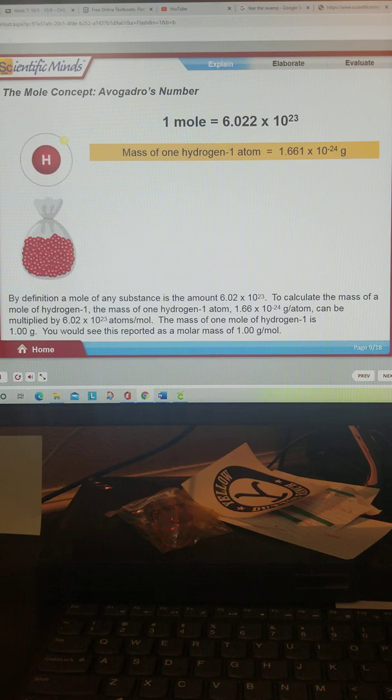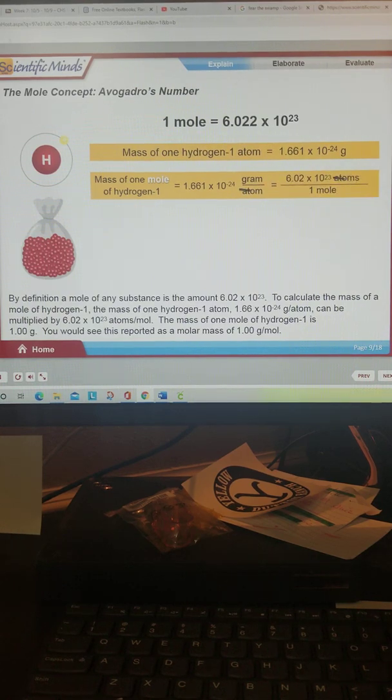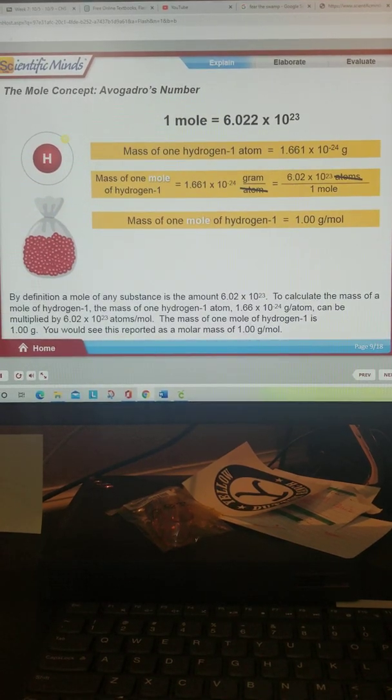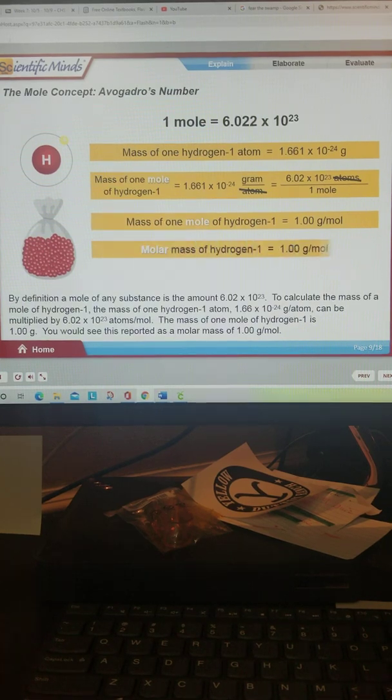By definition, a mole of any substance is the amount 6.02 times 10 to the 23rd. To calculate the mass of a mole of hydrogen-1, the mass of one hydrogen-1 atom, 1.66 times 10 to the negative 24 grams per atom, can be multiplied by 6.02 times 10 to the 23rd atoms per mole. The mass of 1 mole of hydrogen-1 is 1.00 grams. You would see this reported as a molar mass of 1.00 grams per mole.